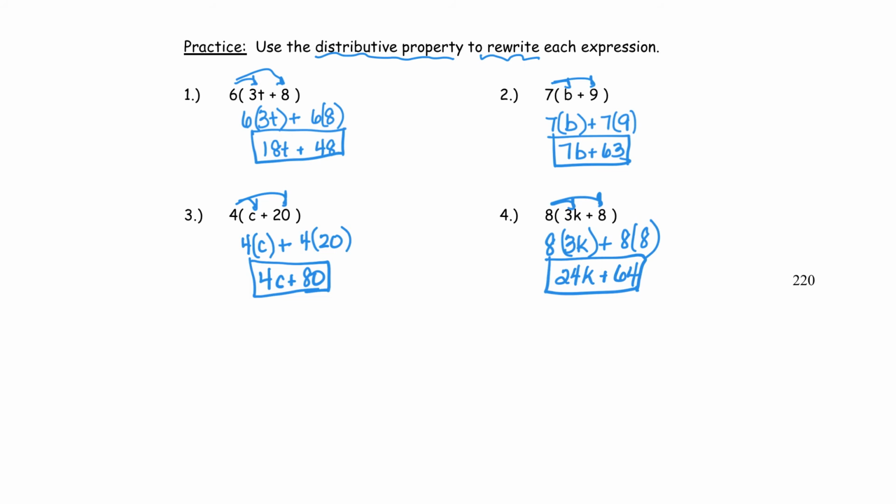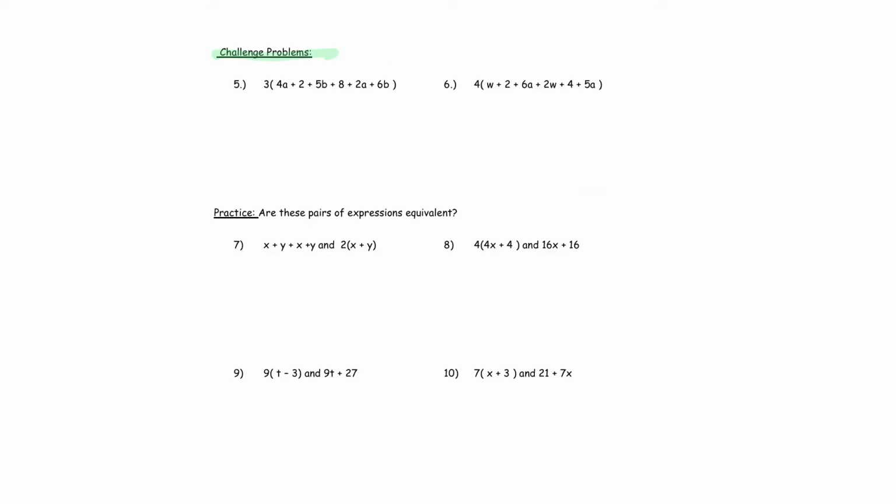Let's go on to the next page. Problems number 5 and 6 are a couple of challenge problems, so try your best with that. Again, applying the distributive property, and then remember to combine like terms. I would apply the distributive property first and then combine all of the like terms to get your final answers. And then numbers 7 through 10, you want to see if the expressions are equivalent. Are they equal? Stop the video, pause the video, and try your best.